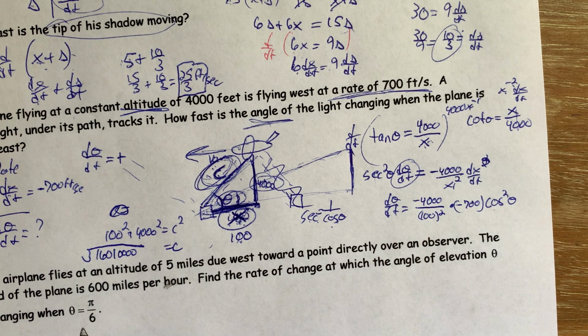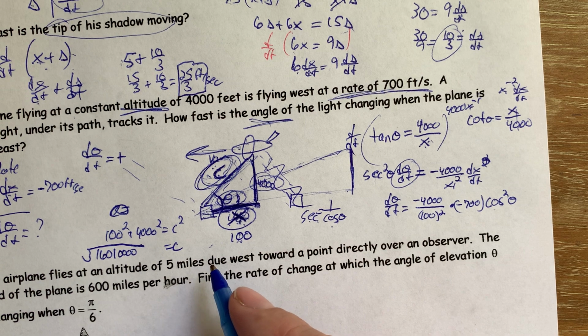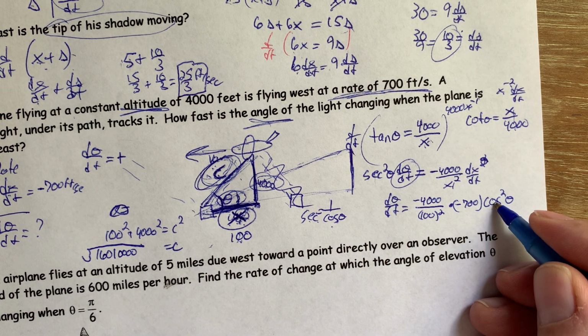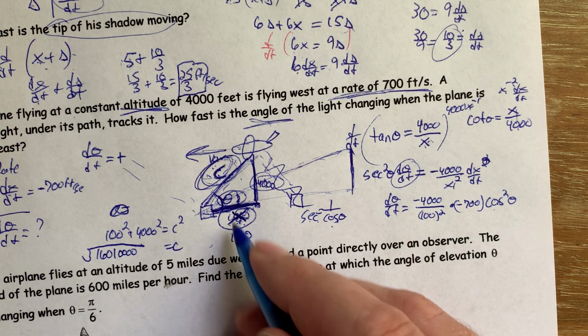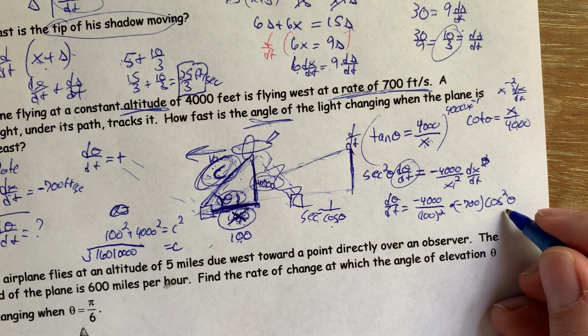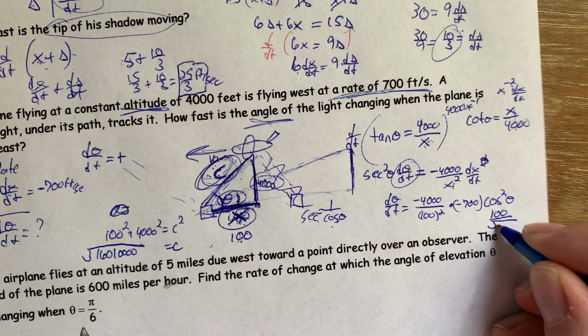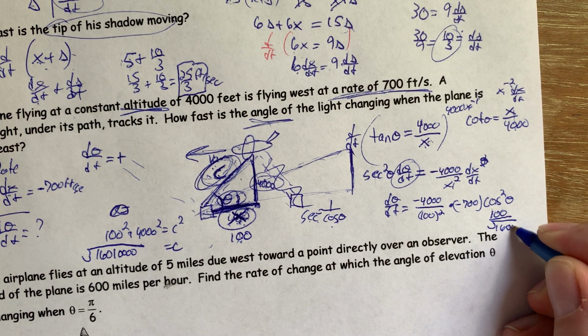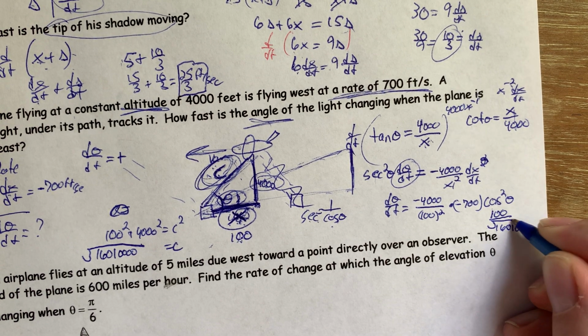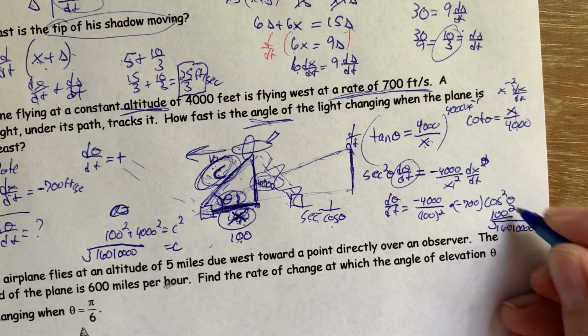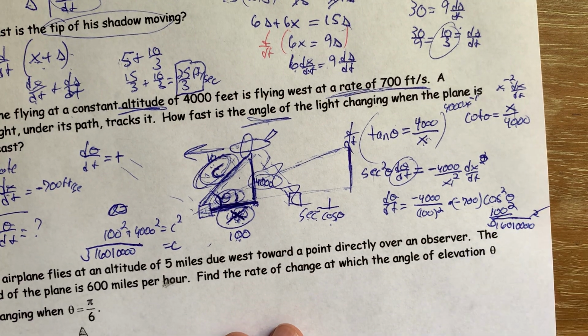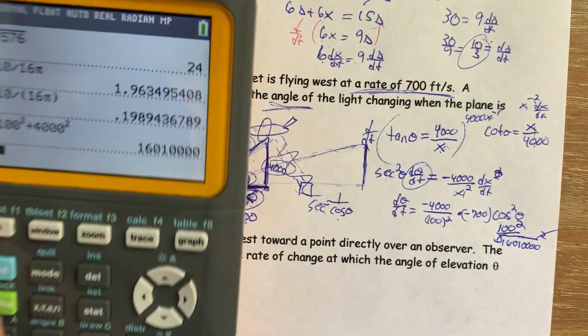I feel like I messed something up somewhere. Hold on. Okay. So cosine is the adjacent over the hypotenuse. So this is 100 over the square root of 16,010,000, and we square it because it's cosine squared. So that'll cancel this out. I don't really want to multiply this all out, but I will.